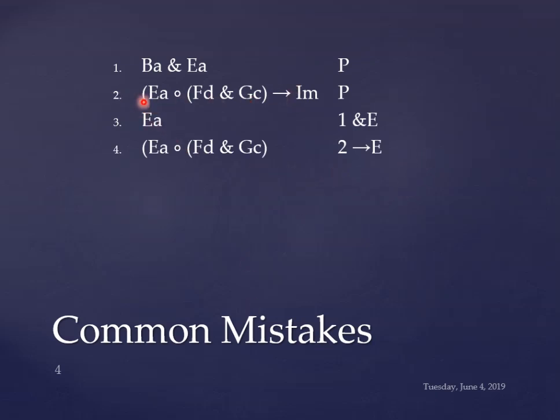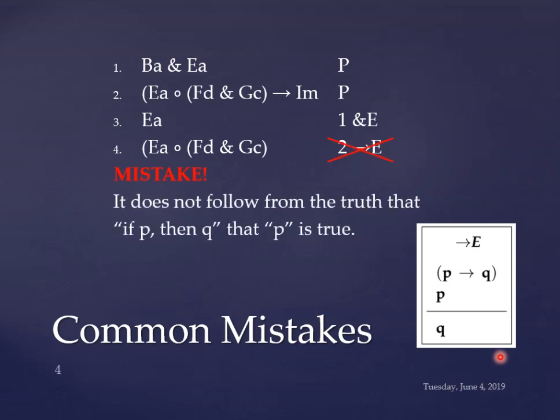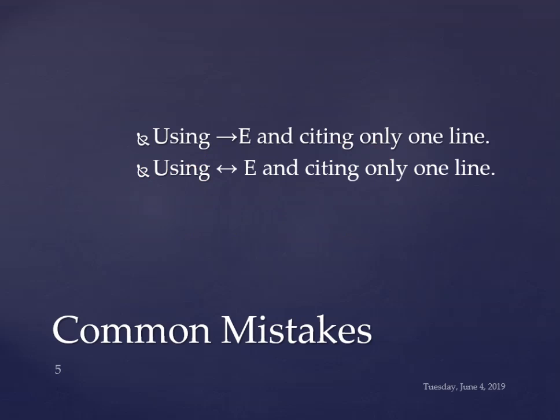It doesn't follow. Suppose this said, if it's raining outside, then it's wet outside. Therefore, it's raining outside. I mean, that just makes no sense. So you do have to think logically about this. This is a common mistake I see. You actually have to cite 2 lines when you use arrow elimination. That's the first thing. And the only thing that you can eliminate for is the consequent. Like I said before, it just does not follow from the truth that if P, then Q, that P is true.